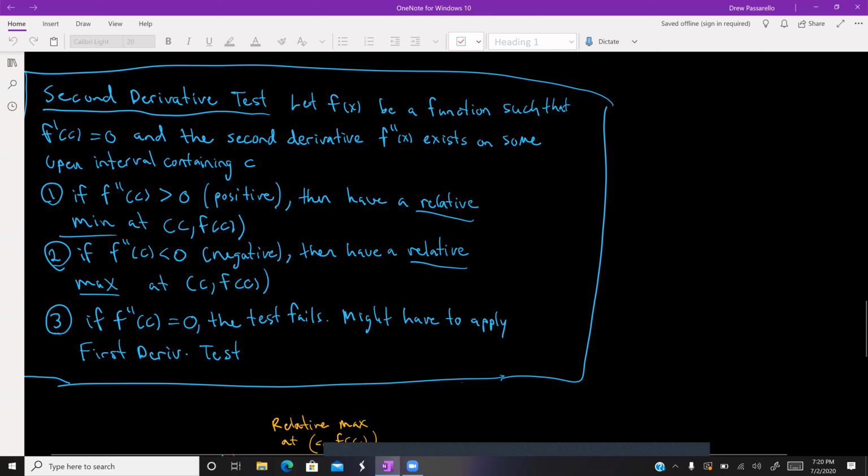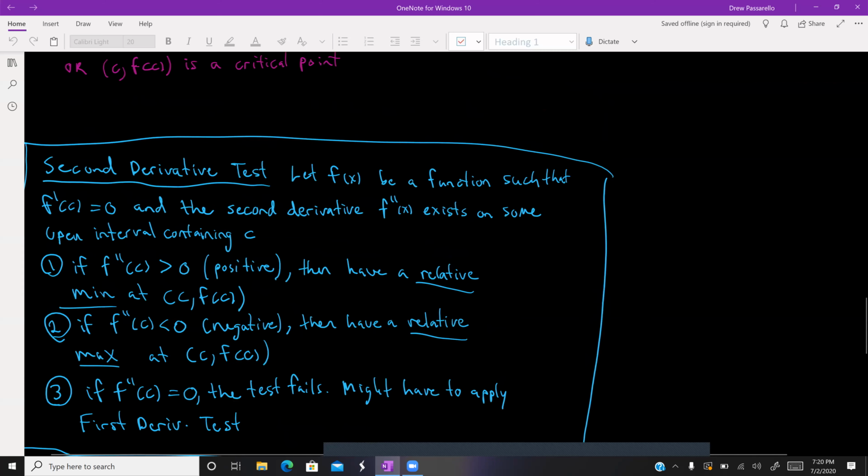You have three cases. If the second derivative of c is positive, or greater than 0, then you have a relative min at the critical number c comma f of c. If the second derivative is less than 0, or negative, then you have a relative max at the critical number c comma f of c.